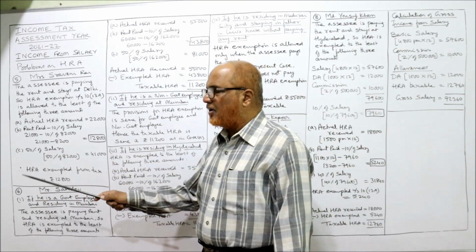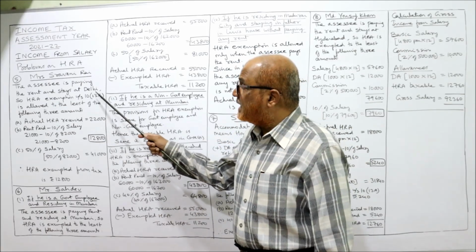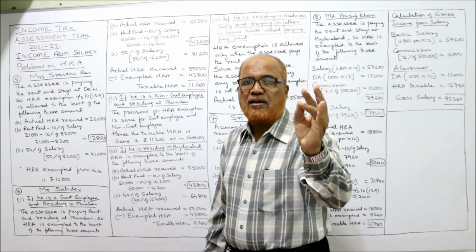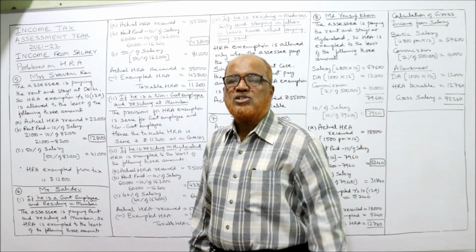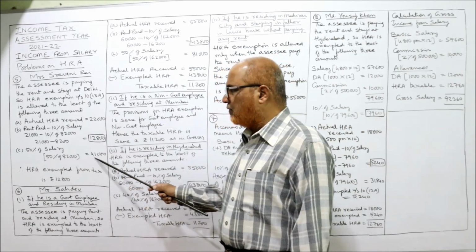Now 50% of salary. 50% because he stays in Delhi. Delhi, Mumbai, Kolkata, Chennai: for these four cities we should take 50%. Other than these four cities, we'll take 40%. So 50% of 82,000 is 41,000.